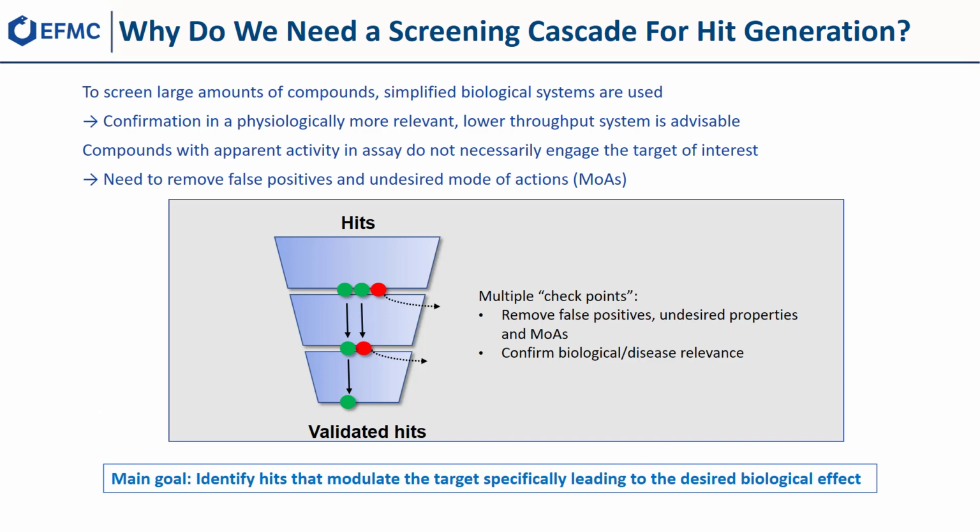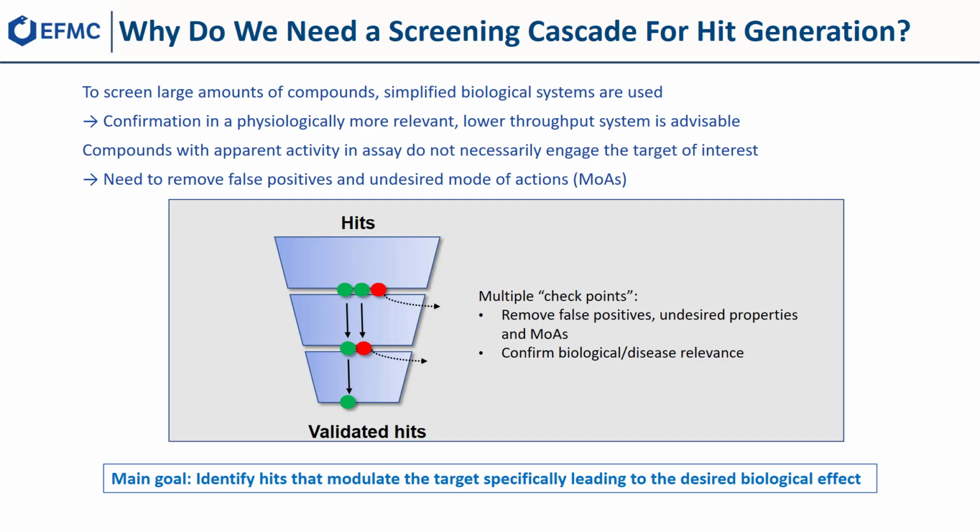So in order to validate the hits, we have to put in place what we call a screening cascade. And that is a suite of assays, additional assays and filtering steps that will enable us to actually select the right hits, the validated hits. Now, the reason for this is that in the original screen, we used a simplified biological system that was needed to screen large amounts of compounds, especially for high throughput screens. And it's important that we confirm in a physiologically more relevant setting, that is probably lower throughput, that the compounds still work as we think they should work.